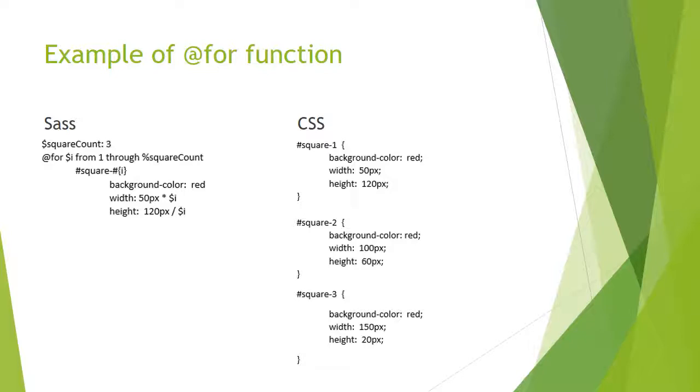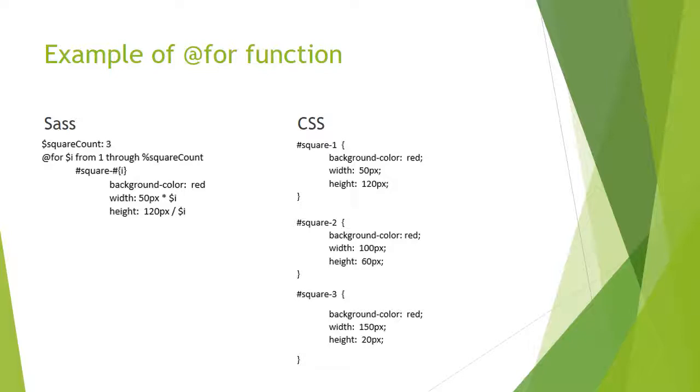So the output would be thus. For the first iteration, for the CSS, we'd have a container, the first square, which would be colored red. It starts again at 50 pixels for the width and 120 pixels for the height. The second iteration, where the actual calculations listed in the for loop function are being performed, shows up.